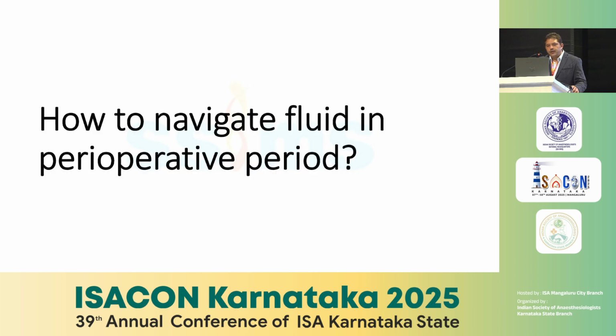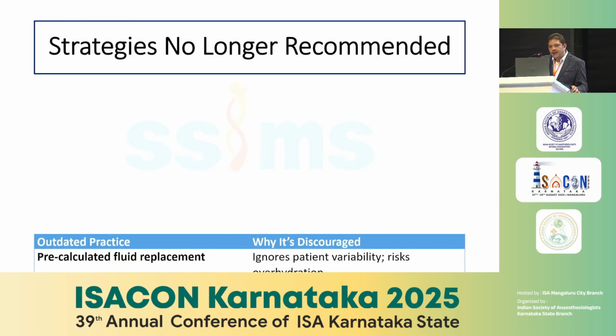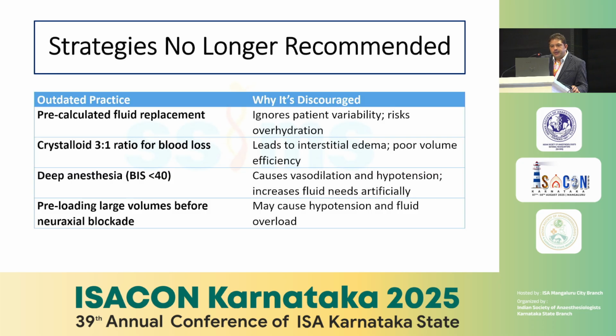How to navigate fluids in the perioperative period? The following strategies are no longer recommended. Administering a fixed fluid volume preoperatively, which ignores the patient's vulnerability and risk of dehydration. Replacement of crystalloid at a 3:1 ratio for blood loss, which leads to interstitial edema and poor volume efficiency. Increasing the depth of anesthesia intraoperatively, with BIS index less than 40, can cause vasodilatation, hypotension, and increased need for intravenous fluid. Preloading a large volume before neuraxial blockade may cause hypotension and fluid overload.